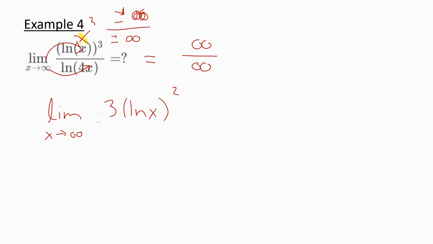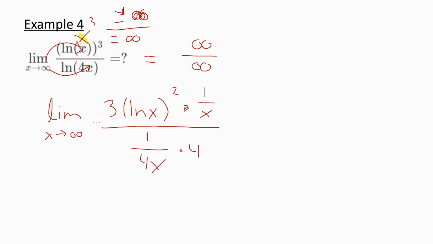Now, times the derivative of the inner function. So the inner function is natural log of x, so the derivative would be 1 over x. Now all of that divided by the derivative of the natural log of 4x. So once again, the derivative of the outer function in this case is 1 over 4x, with respect to the inner function, times the derivative of the inner function, times 4.